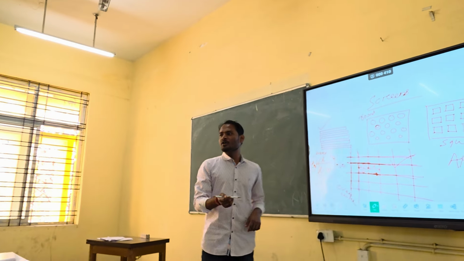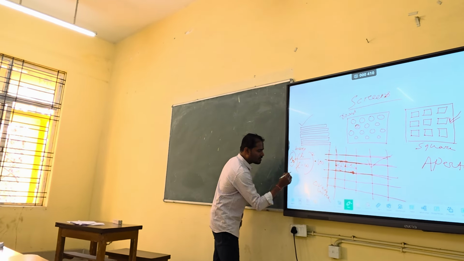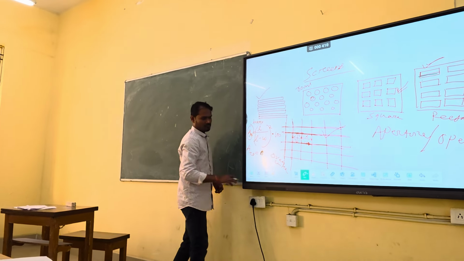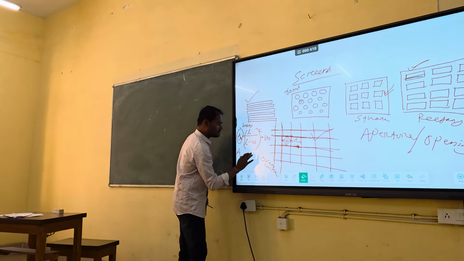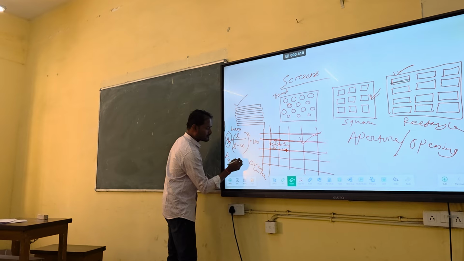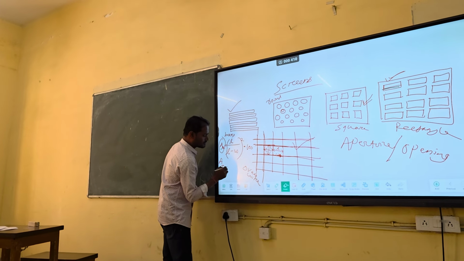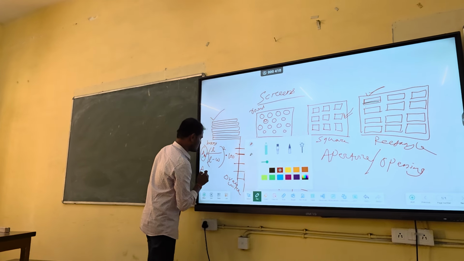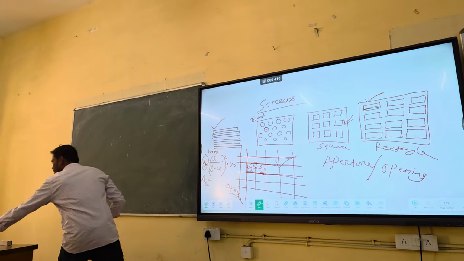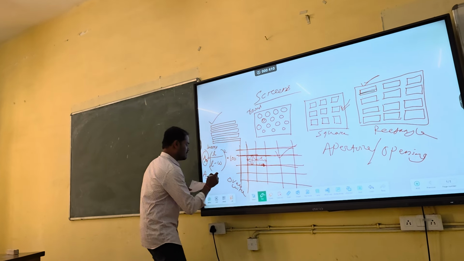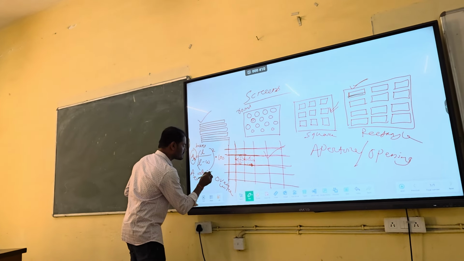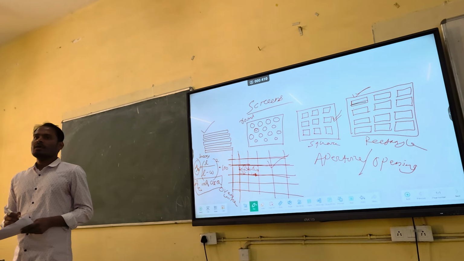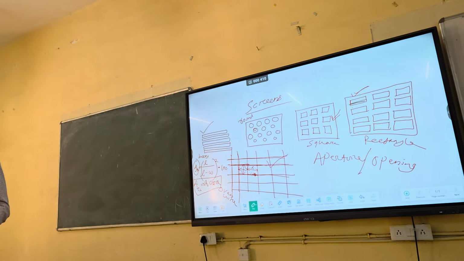So what is that formula? You can simply write the effective opening percentage is equal to A naught cos theta. AE naught is nothing but the effective percentage opening.